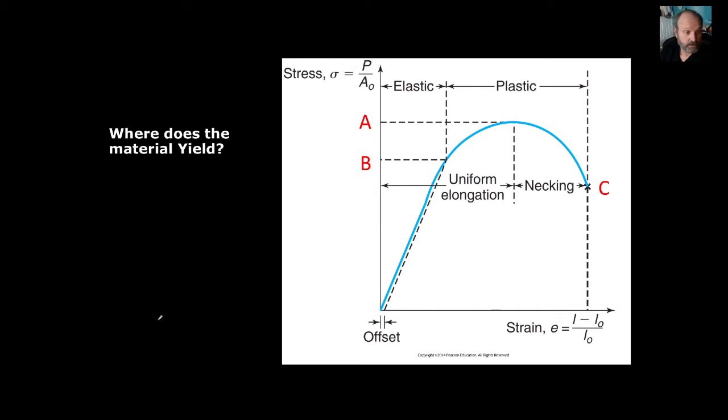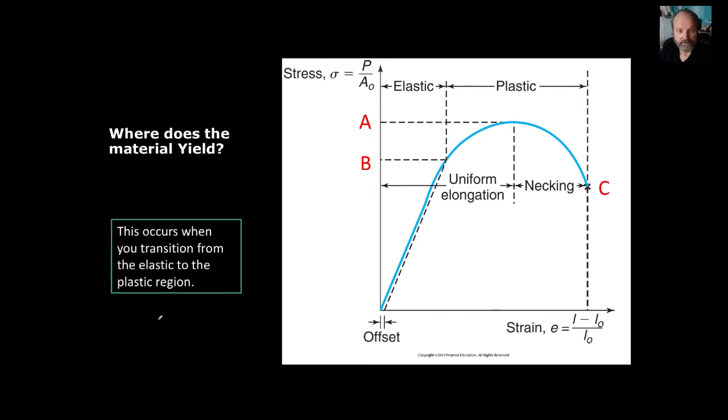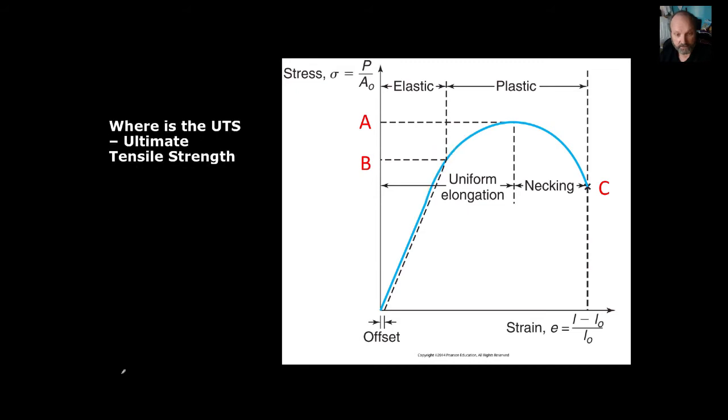Okay. I don't think I'm going to tell you yet. What does it mean when it yields? This occurs when you transition from elastic to plastic. So that would be B. Okay, we're going from a straight line and we're starting to bend over. Whoa, I can't draw. And that's where you transition from elastic to plastic.